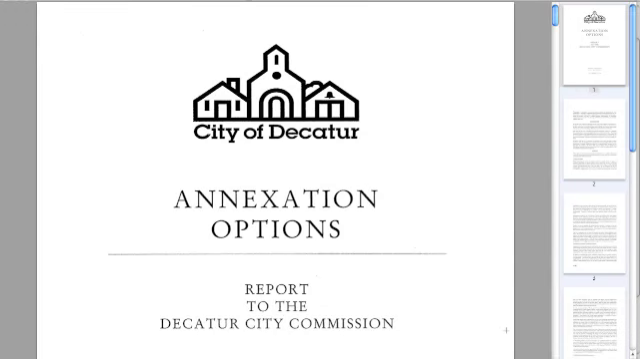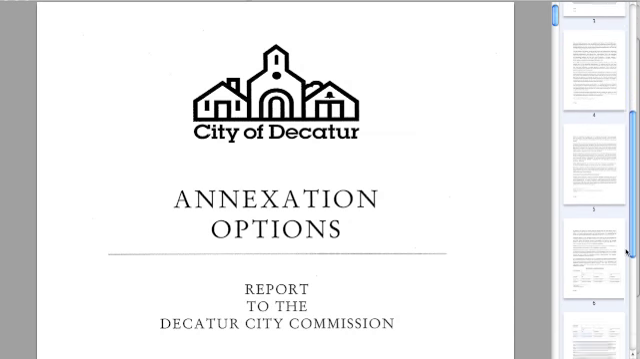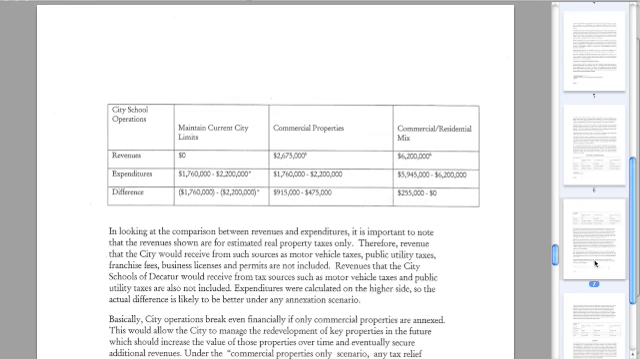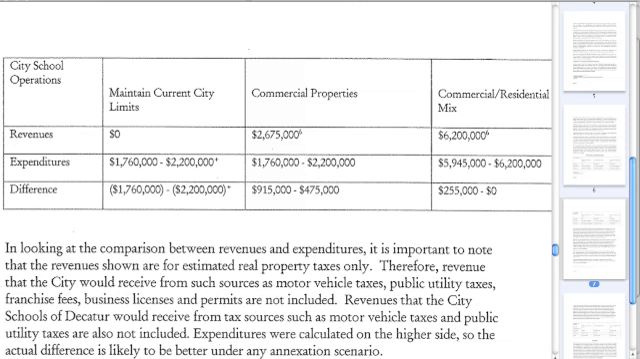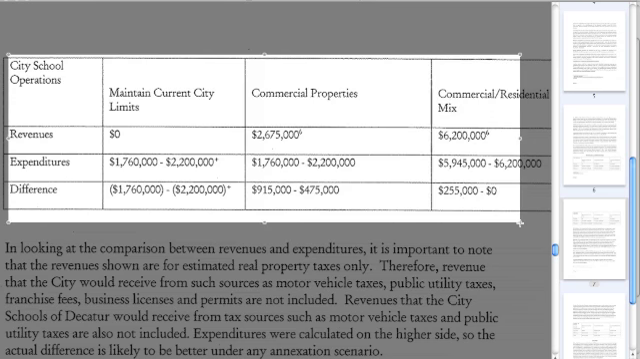Okay, so here's the report, and let's just skip down to the school section and take a look at some of the basic math here, which to start with will be pretty easy. You see right here we have this little chart with revenues, expenditures, and the difference, which will determine whether annexation is a financial gain or loss or a wash for the schools.